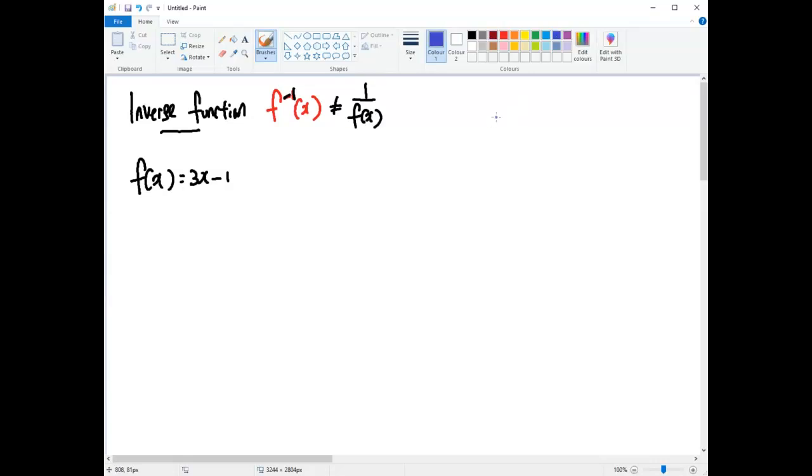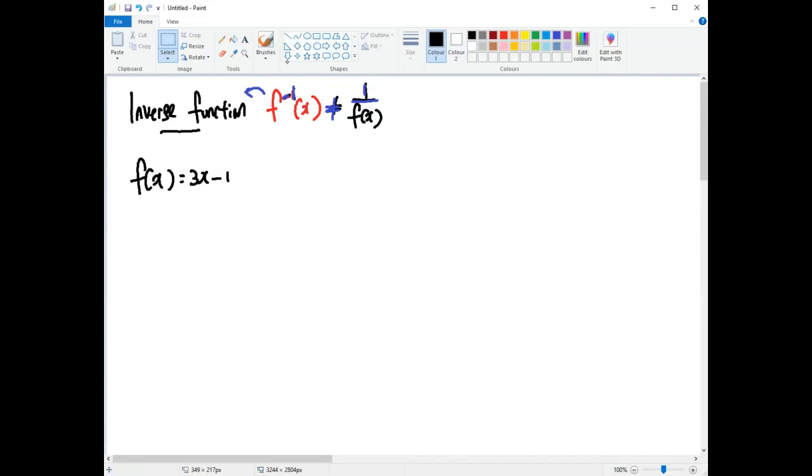You learned this in algebra: x to the power of negative 1 is equal to 1 over x. But for functions, the power of negative 1 refers to inverse, which is not equal to 1 over f(x). Please bear in mind this very important information.